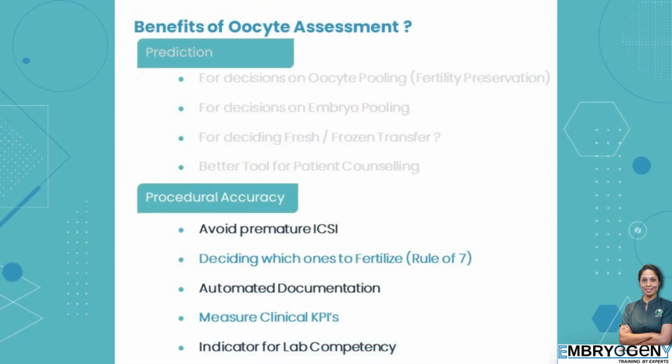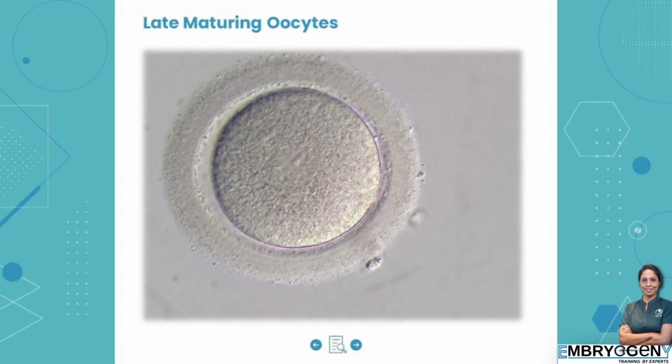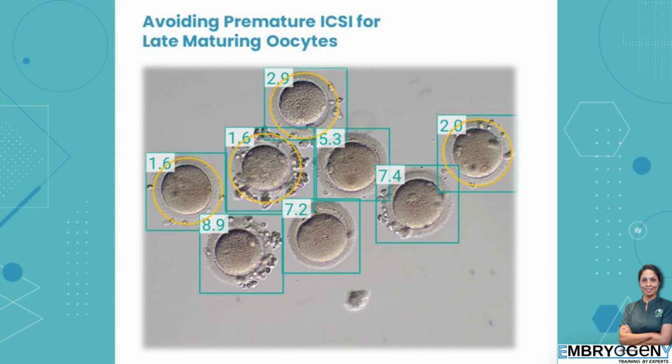Now moving on to the next category of benefits of oocyte assessment, which would be procedural accuracy. Experienced embryologists often delay the denudation of oocytes based on OCC morphology for late maturing oocytes by a few hours when they think that the OCCs might benefit from further culture. However, at times after denuding a cohort, you can tell if the cohort is a case of late maturing oocytes or not, and in such cases, one could wait for a few hours before fertilizing them with ICSI.